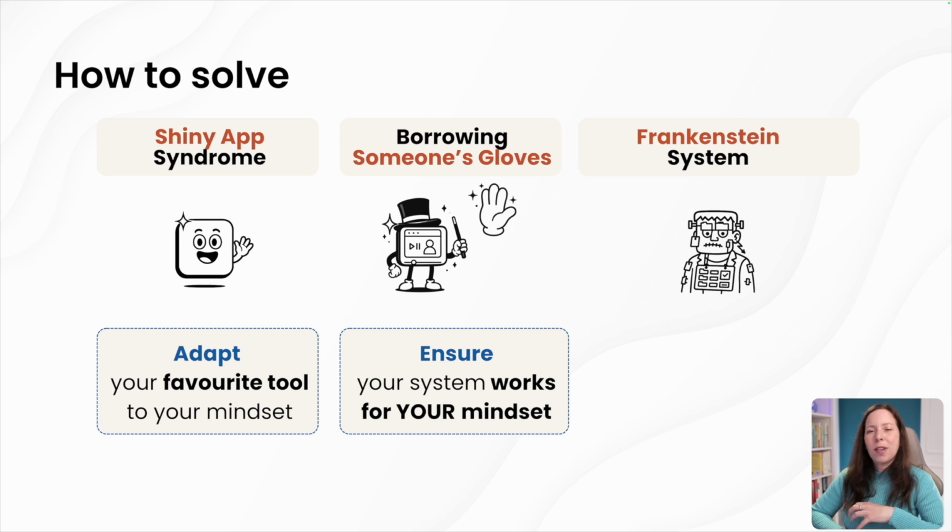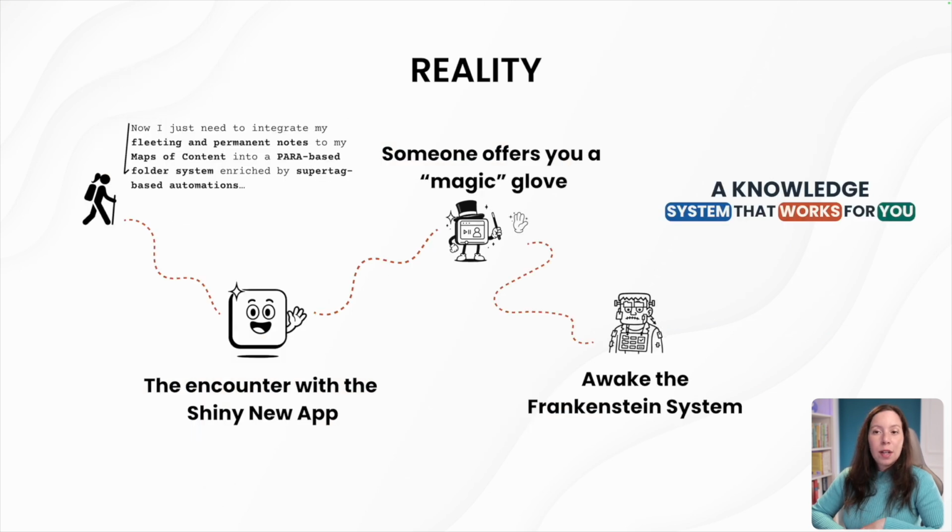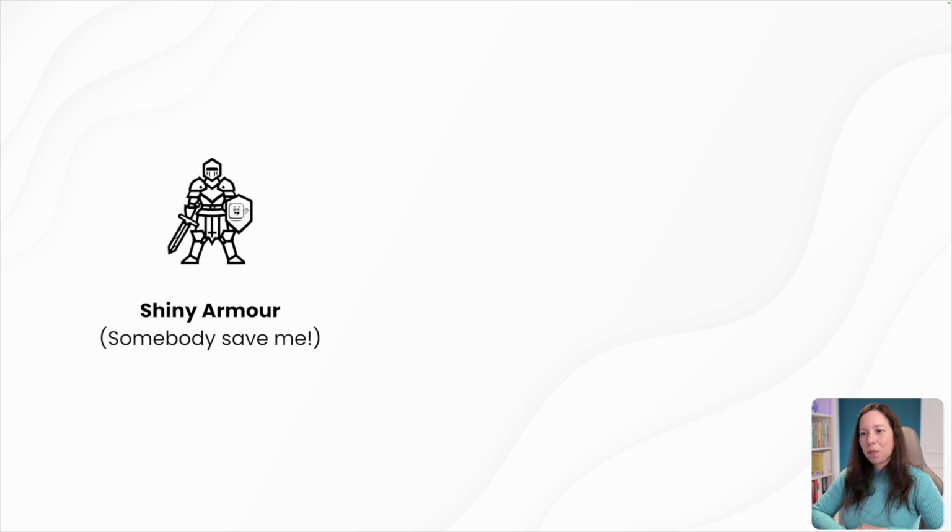So how did it work? How did it look like? As you saw in our journey, that's the moment where we have a lot of knowledge, about apps, about methodology, and we're trying to put everything together, figuring out, because people say that's the right way to do it. So we're trying to put a lot of the right way together, okay? Say, let me just integrate my fleeting and permanent notes, my maps of content, into a folder system powered by super tag-based automations. Insert whatever else you want in there, like daily notes or whatever it is, okay? And that's what we call awakening the Frankenstein system, okay?